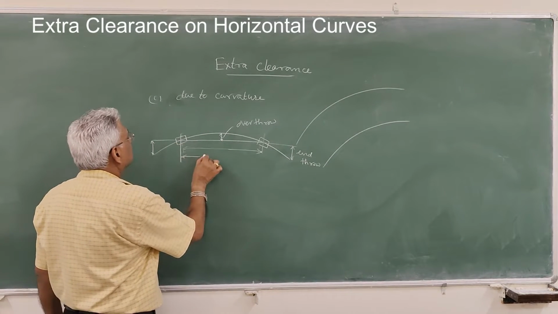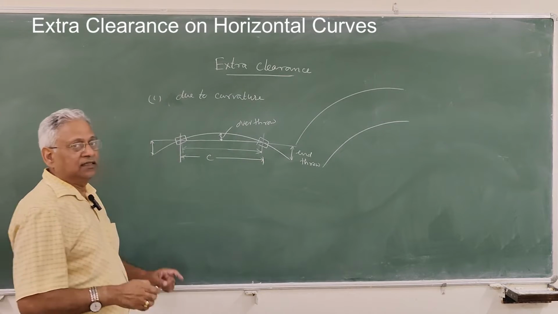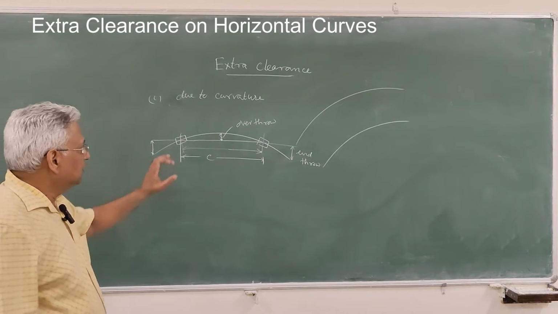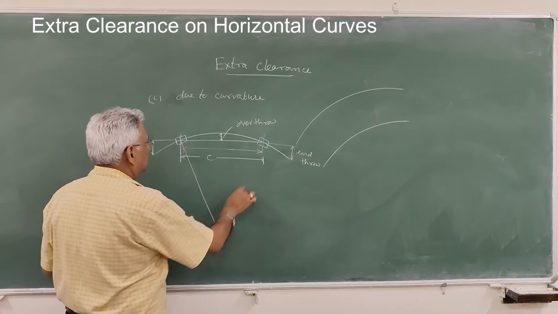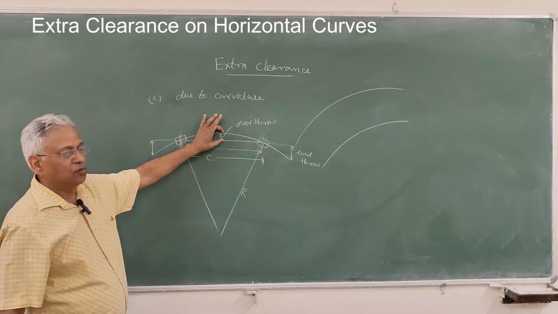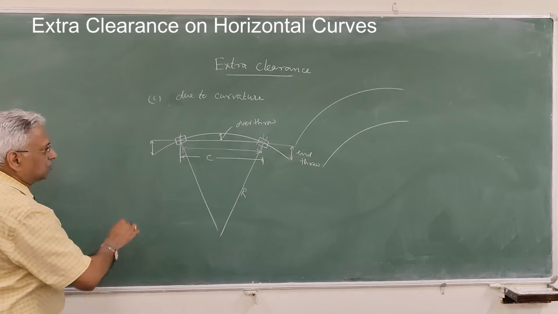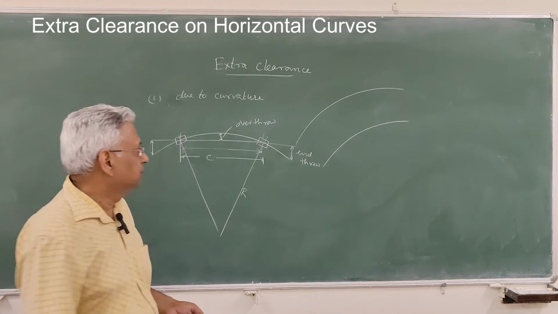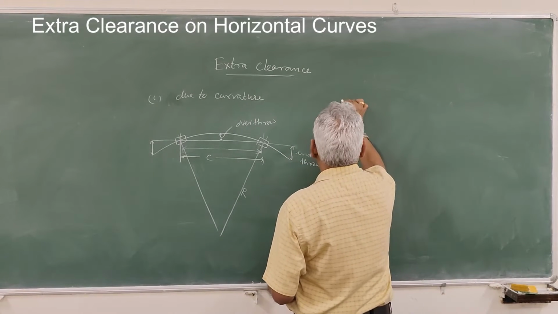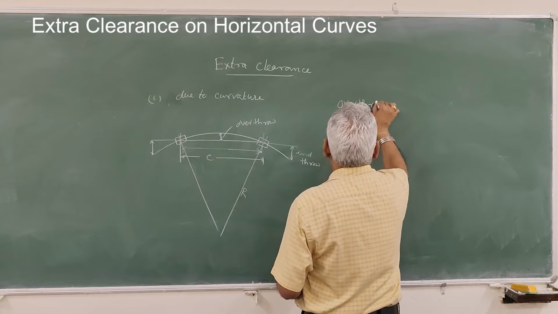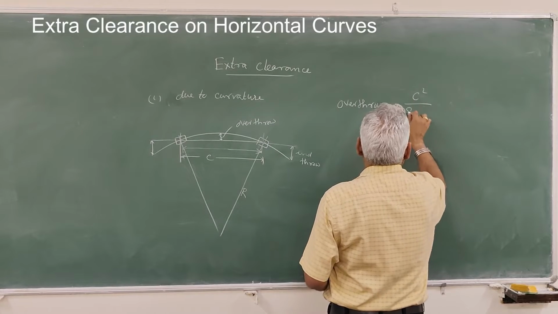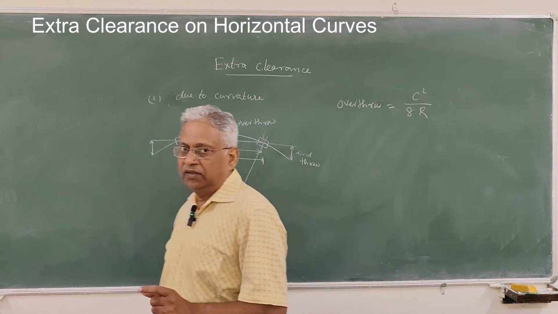Let us say this is C, that is the center to center distance between bogies, and this is the overthrow. If you take this as a circular curve of radius R, then this overthrow can be written as C square upon 8R. Overthrow will be C square upon 8R, where R is the radius of the curve.